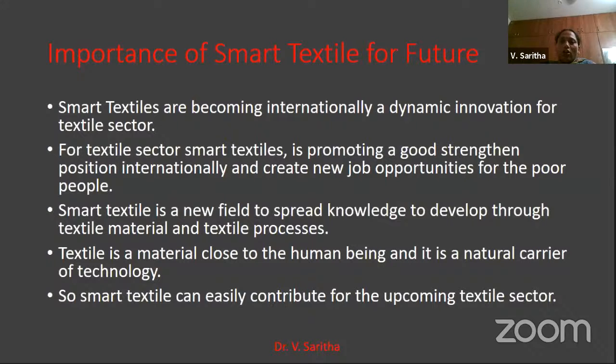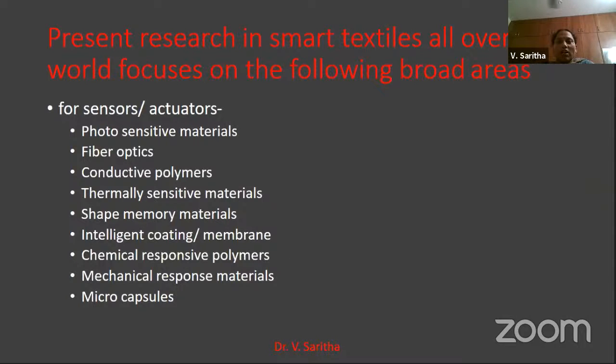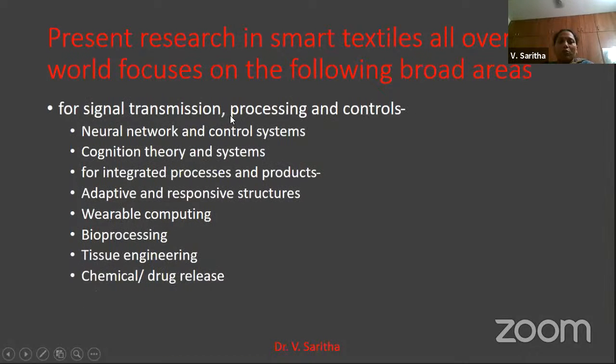When you are talking about smart textiles, as I already told you, there are many specializations in that. All those specializations could work on this particular field. So what are the chances for further research in smart textiles? You can do research on sensors and actuators, signal transmission, processing and controls, neural networks and control systems, cognition theory, wearable computing, bioprocessing, tissue engineering. You can take any field and perform further research on smart textiles.